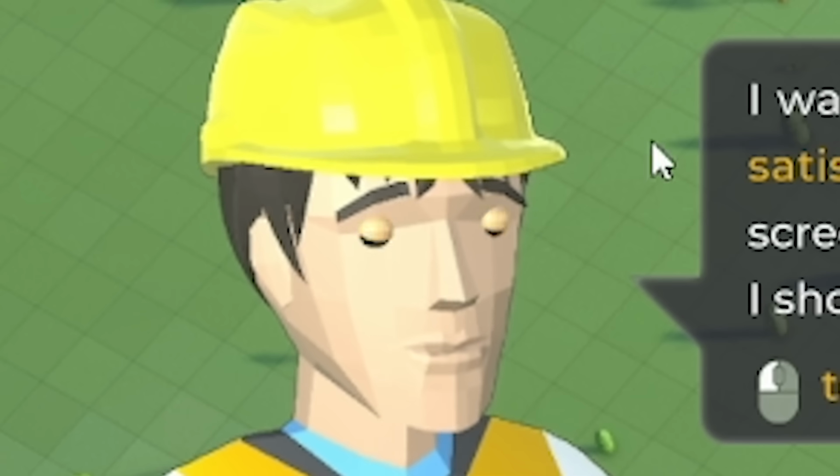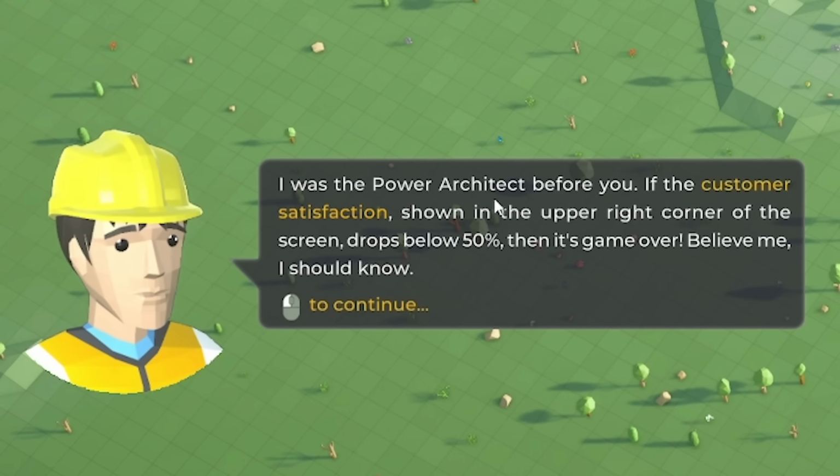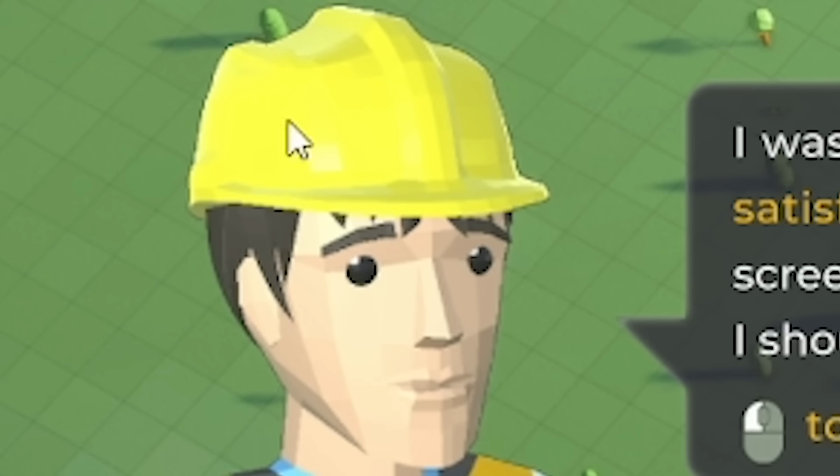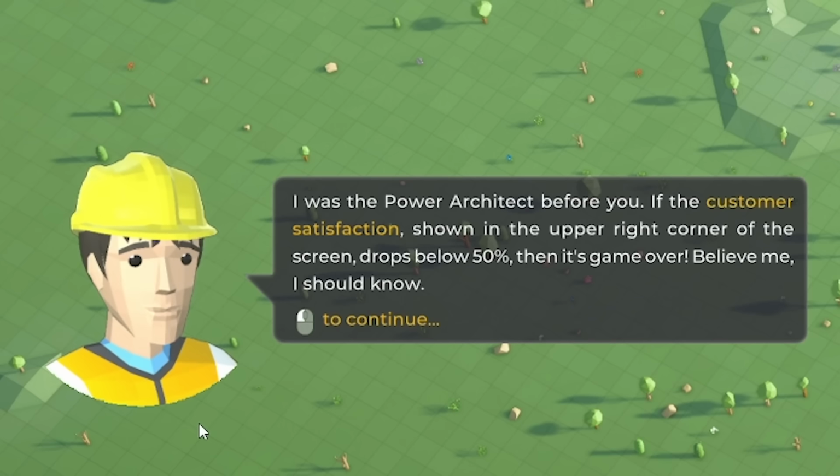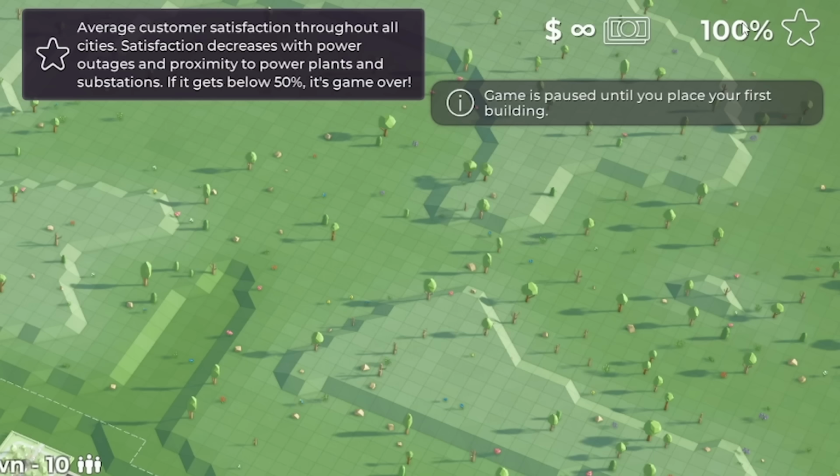So this guy, he was called Bob. And he said he was the power architect before you. So I understand why he's wearing the hard hat and the high vis now. He's been promoted from architect to engineer. Good work, Bob. I hope we can follow in your footsteps. So basically, he's telling us top right, this is our customer satisfaction. If it drops below 50%, it's game over.